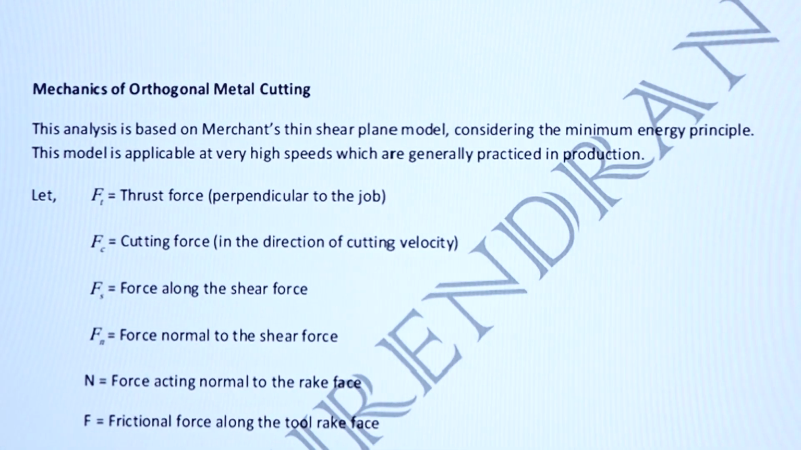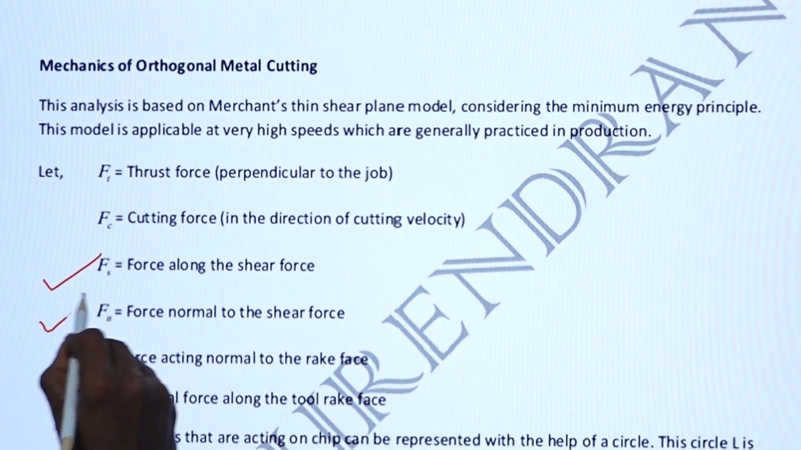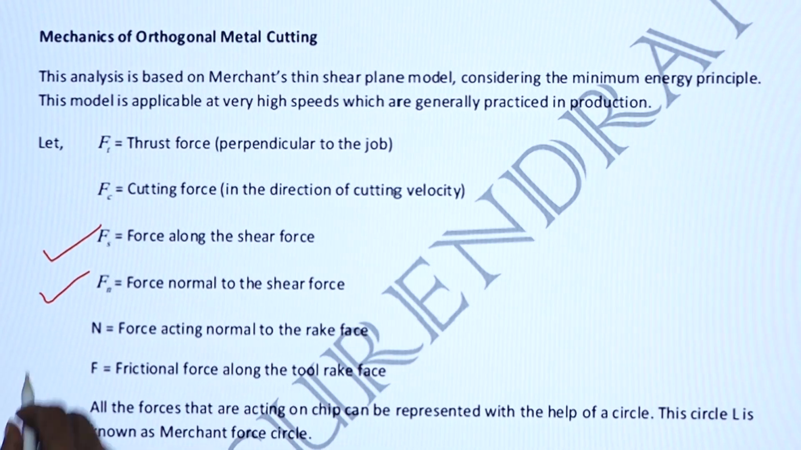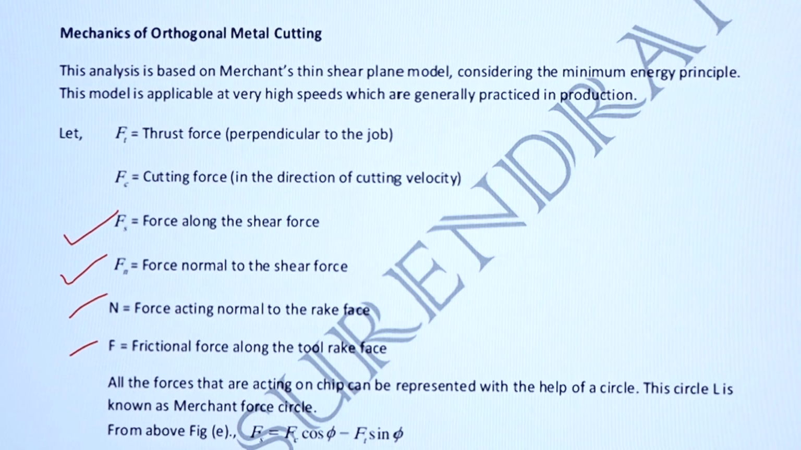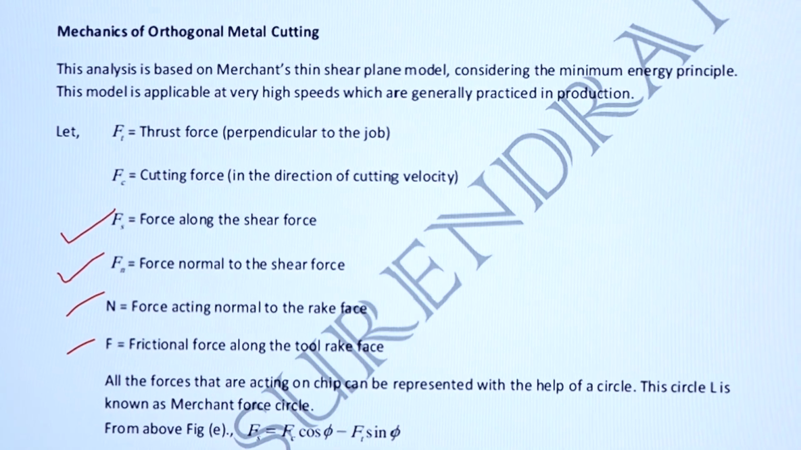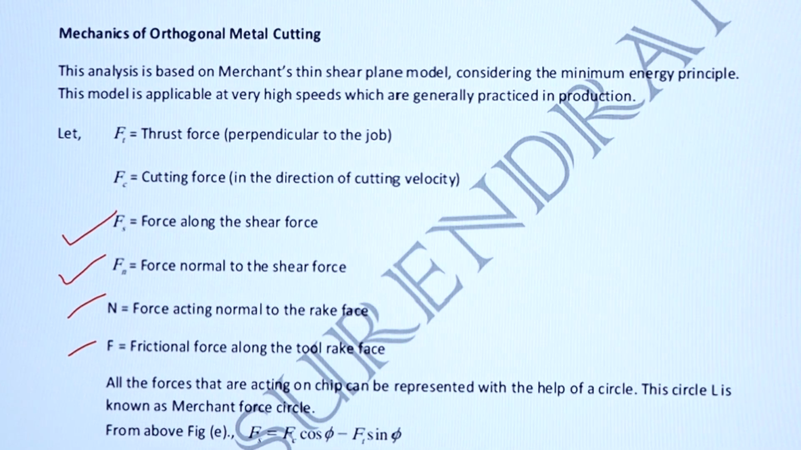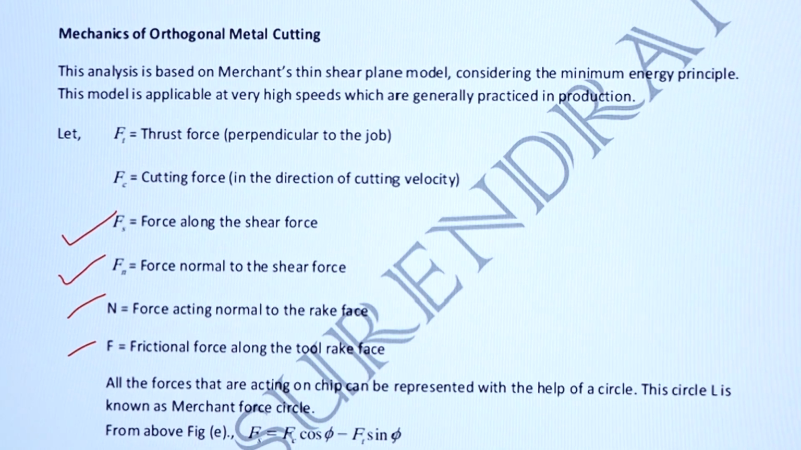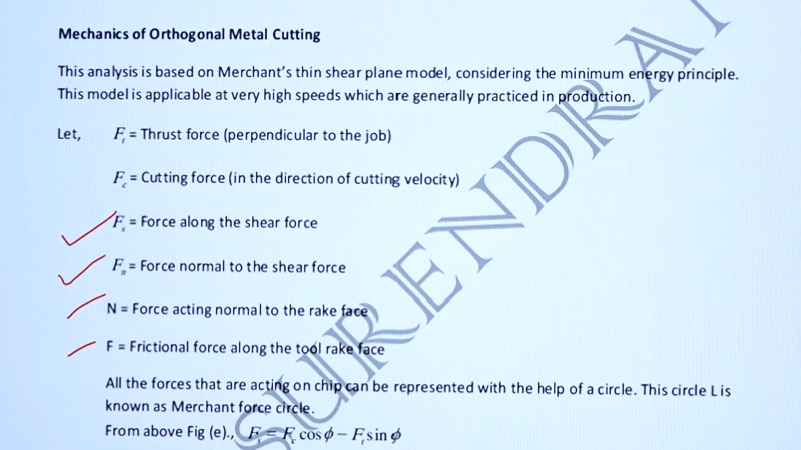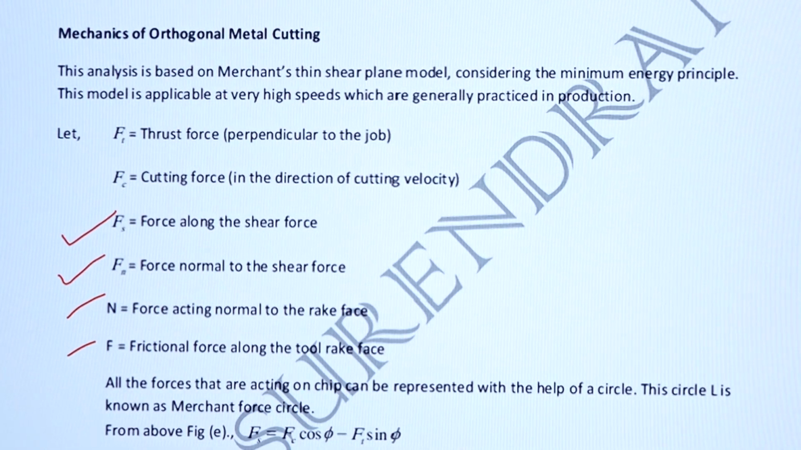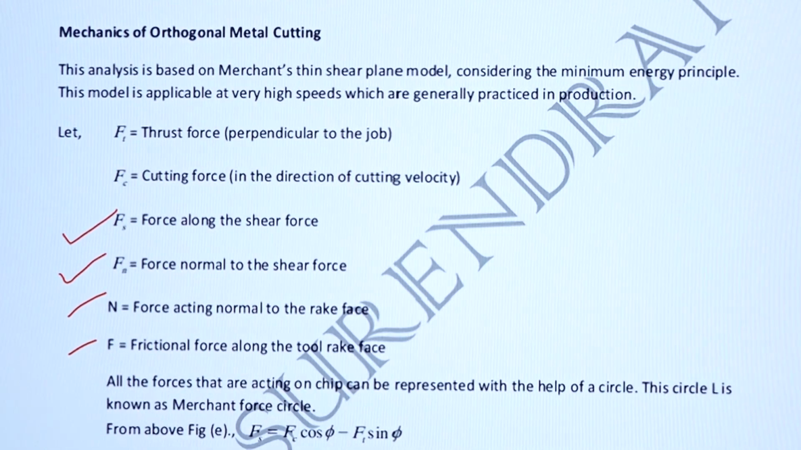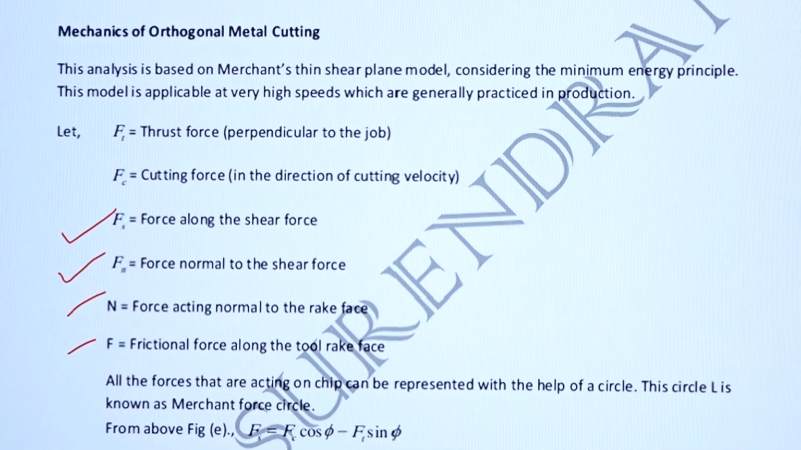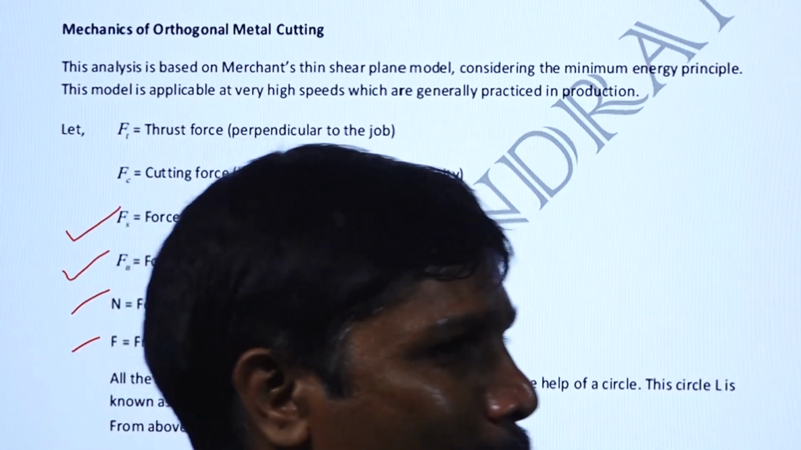And we are having the shear force and normal to the shear force. So those two form another triangle. And the next triangle is we are having the friction force and normal to the friction force. So there are 6 sets of forces, all the 6 sets of forces inside the Merchant circle. So now we are going to draw the Merchant circle. You can easily remember.